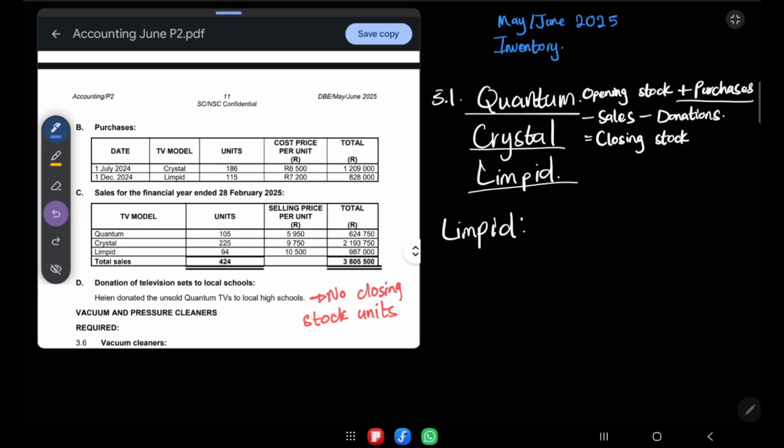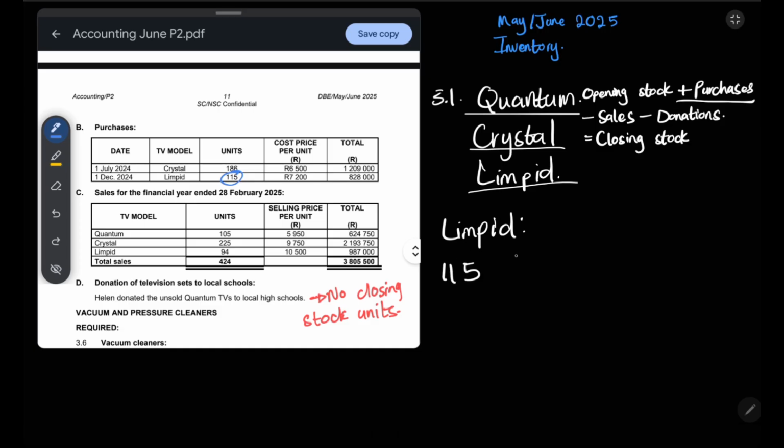We have purchases. Even if you don't remember this formula, the information is right there. You know that from your opening stock, you have to go to your purchases. So this will be Crystal and Limpid. We're dealing with Limpid. So under Limpid, we had 115 units that were purchased. What else do we have? We have sales, remember we subtract our sales. For Limpid TVs, we sold 94 units. So this will be 115 minus 94, which is 21. It's 21 units.